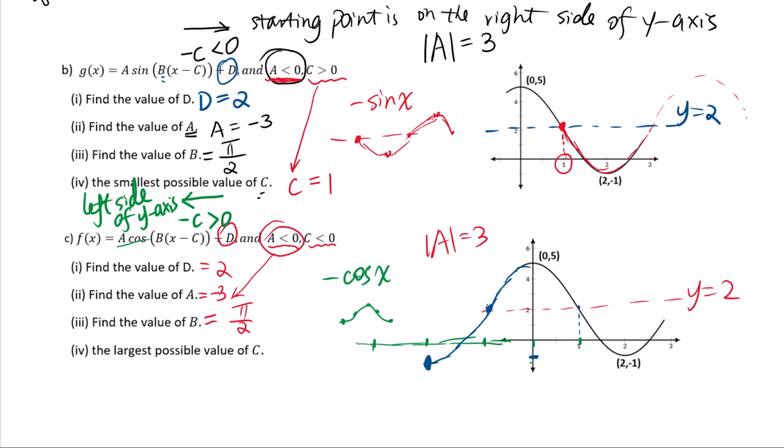This is the starting point, negative 1, negative 2. c is negative, therefore c equals negative 2.